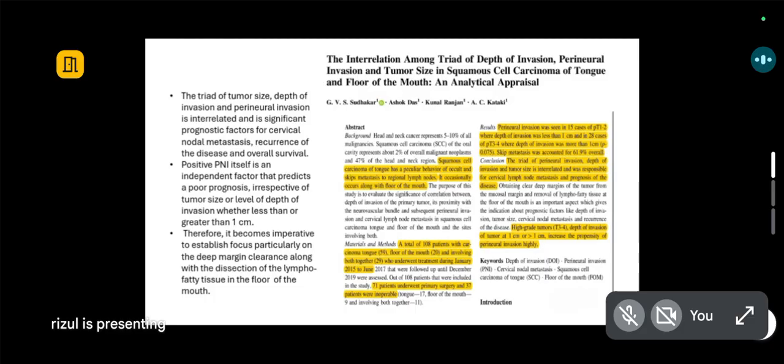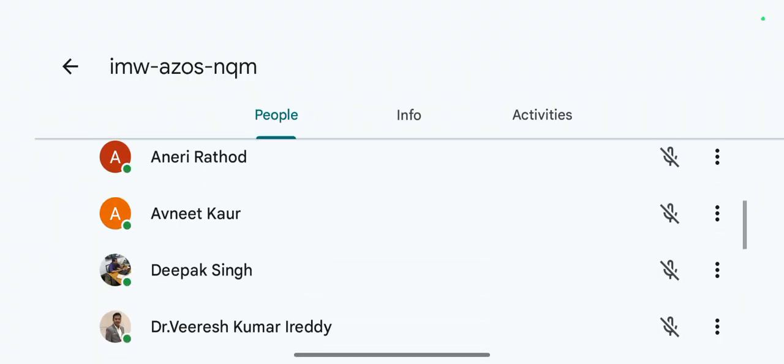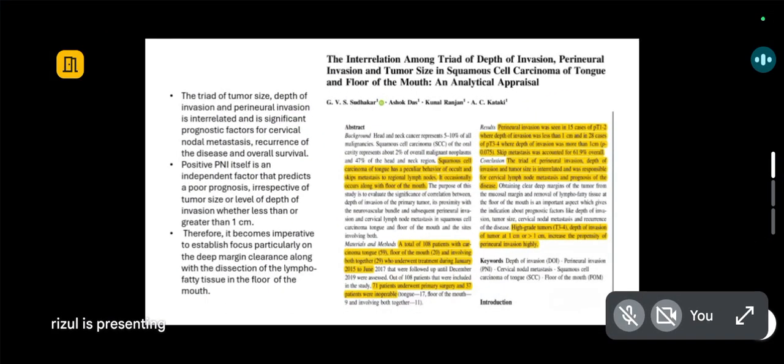T1, T2 lesions where the depth of invasion was less than 1 centimeter, and in 28 cases of advanced cancers, that is T3, T4, where the DOI was more than 1 centimeter. So the skip metastasis was around 61.9% overall. So it clearly shows that the triad is responsible for cervical lymph node metastasis and prognosis.